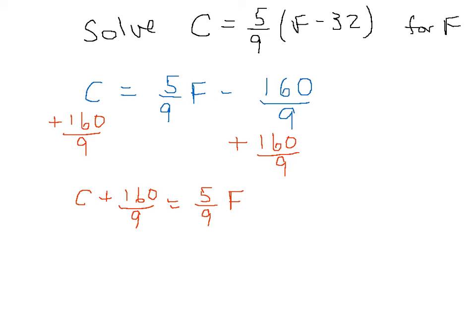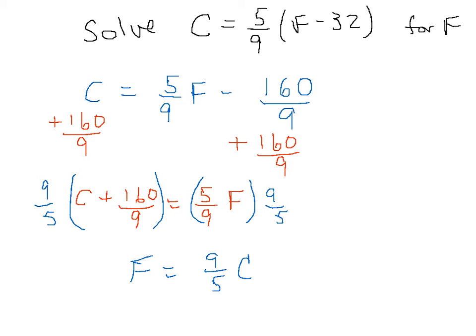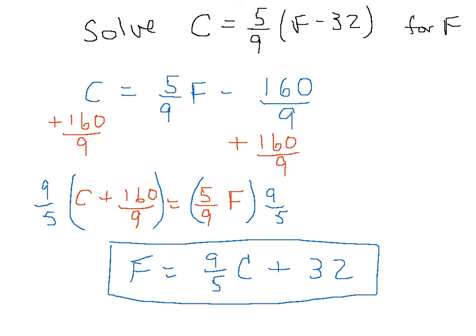So what do I want to do now? I want to get rid of this 5/9. Should have given myself a little bit more room, but multiply by 9/5. Multiply this side by 9/5. And if I do that, I'm going to get f is equal to 9/5 c plus 9/5 times 160 over 9, and that comes out to be 32. So this is my conversion, if I'm given centigrade, how to get Fahrenheit degrees.